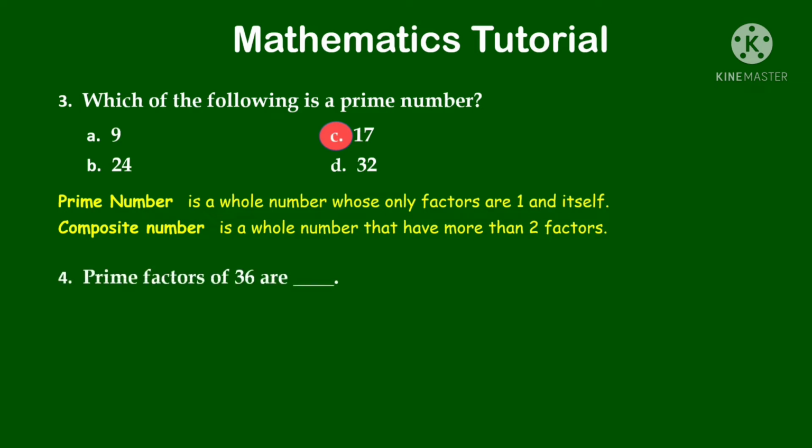Number 4, prime factors of 36 are A, B, C, and D. When we factor a number, we need to use prime factorization. So letter B cannot be considered a prime factorization method because number 6 is a composite number. Letter C cannot also be a prime factorization method because number 4 is not a prime number. And letter D, 12, is not a prime number. Therefore, the correct answer for that is letter A.